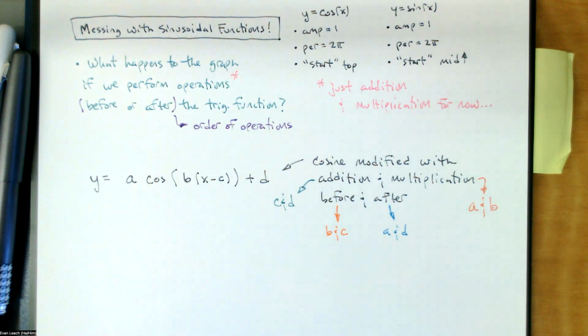So there's addition and multiplication before and after. Each of those four constants represents one of each of the two categories. So we have addition before, addition after, multiplication before, multiplication after.